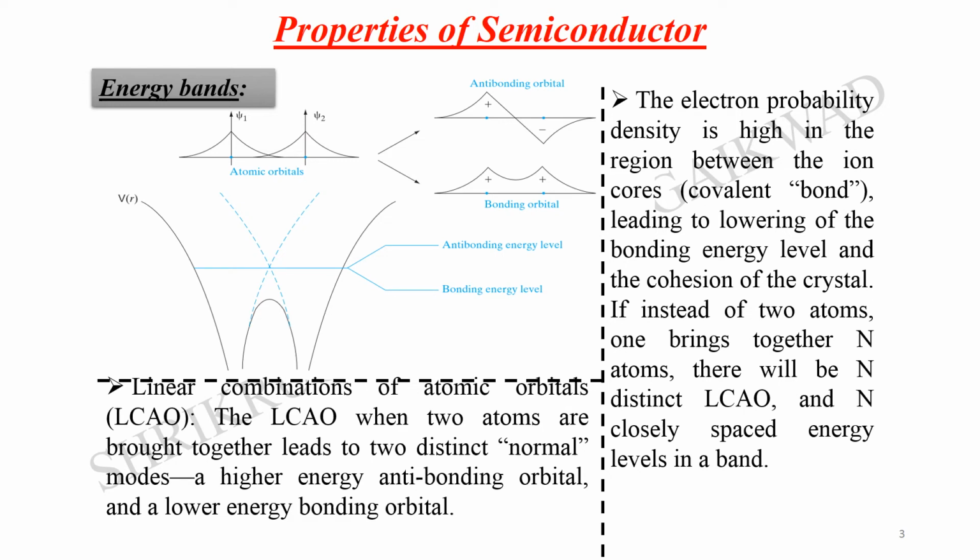If instead of two atoms, one brings a large number of atoms, I consider here n atoms together, there will be n distinct LCAO.